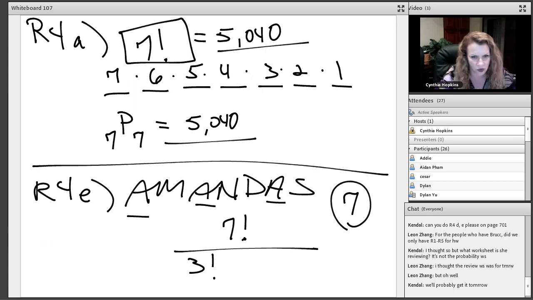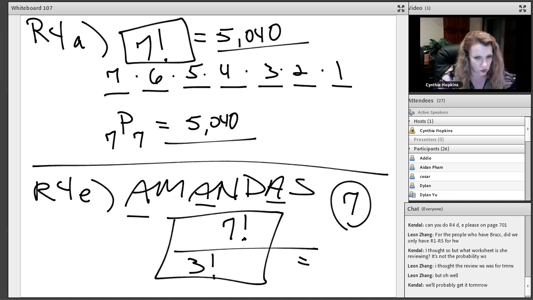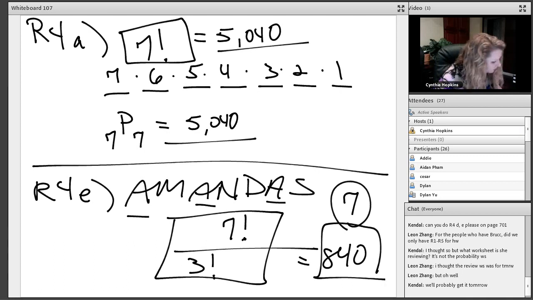M, there's only 1, N, there's only 1, D, there's only 1, S, there's only 1. So that's it. 7 factorial divided by 3 factorial, and that ends up being 840. Okay, so just 2 different questions.